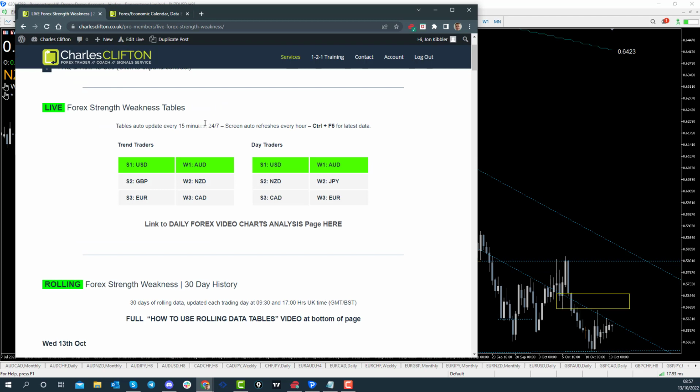Going back to the live Forex strength and weakness tables then, the only chart to focus for us today is Aussie US dollar, so let's jump straight into it.